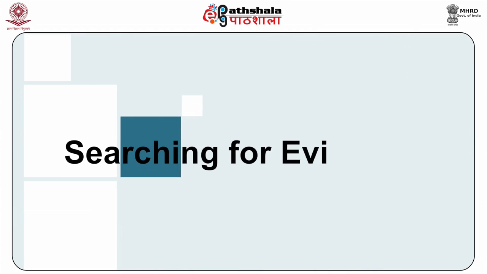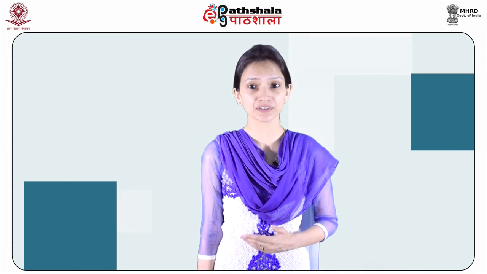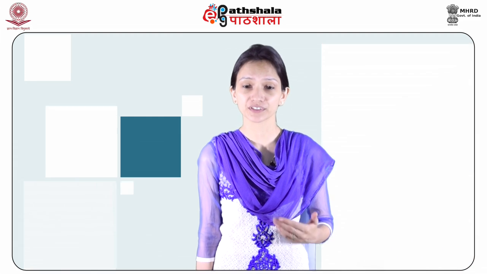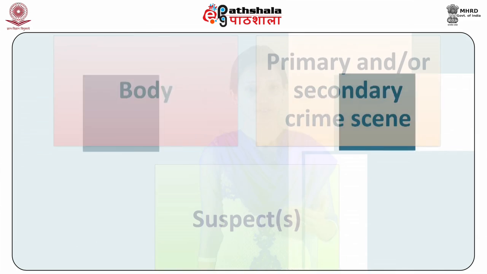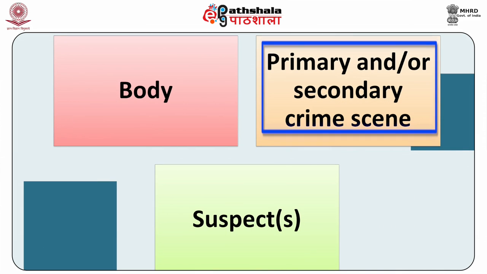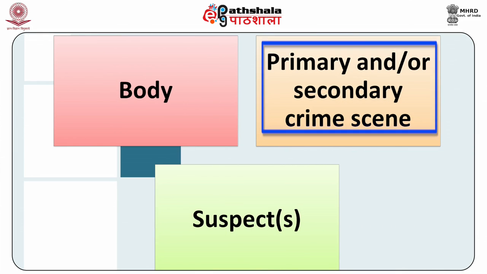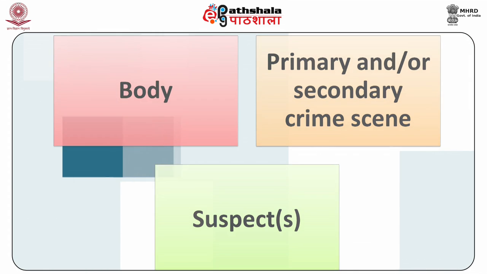Next stage is searching for evidences. Before searching for evidence, it is very essential to know what could be the sources of evidence. The following sources may provide potential evidence which may lead to investigation. First, body. Second, primary and secondary crime scene. And third, is the suspect.